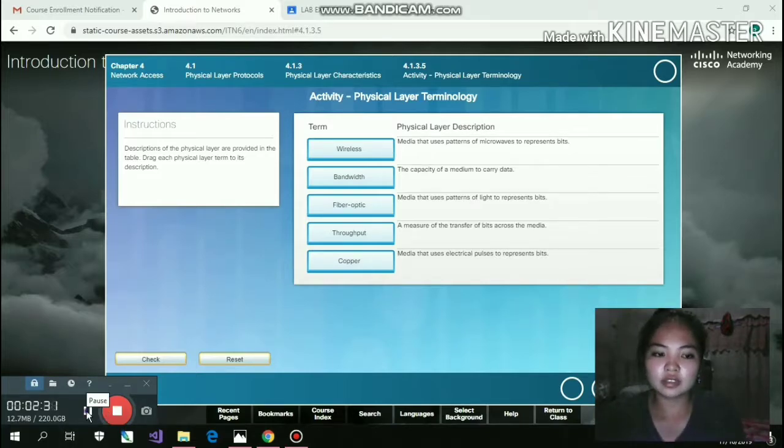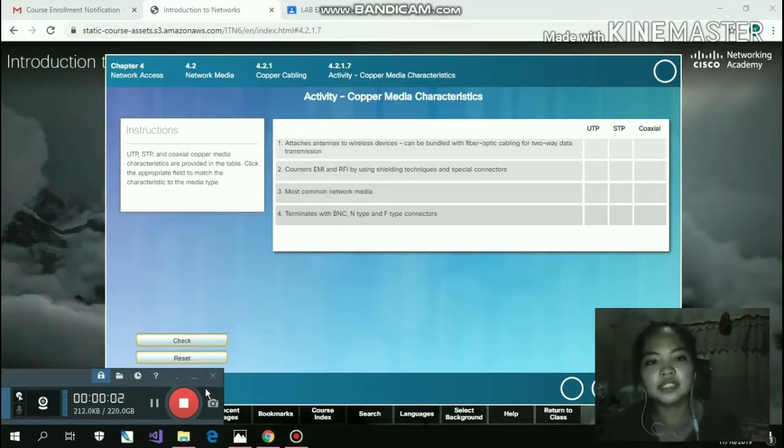The second one is, from this activity, copper media characteristics. So first, I will explain to you what is UTP, STP, and coaxial. So the UTP, or unshielded twisted pair cable. This cable is the most common networking media. UTP cabling terminated with RJ45 connectors is used for interconnecting network hosts with intermediate networking devices such as switches and routers.